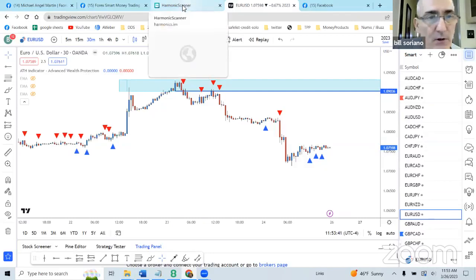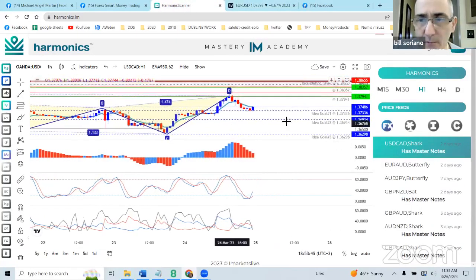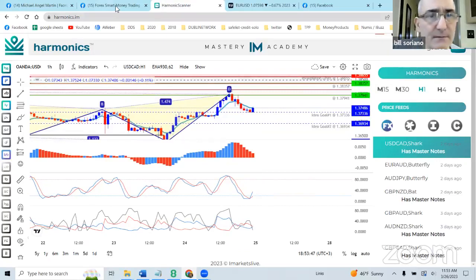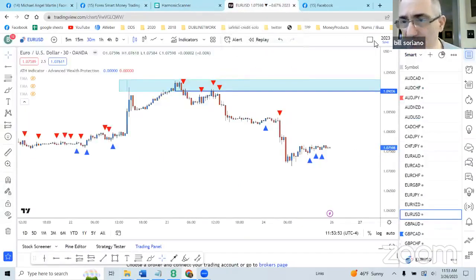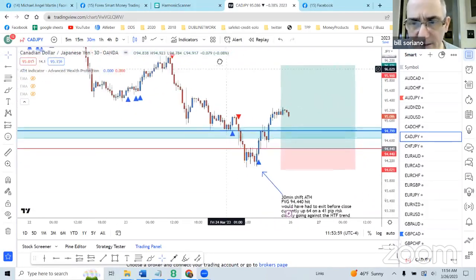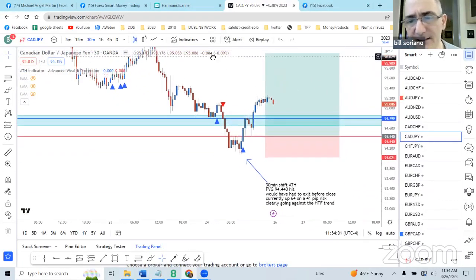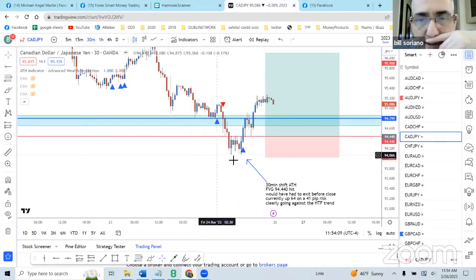So what we do is we go to a harmonic scanner, right? And so what we do in the harmonic scanner is, by the way, let's do this. Let's pull up CAD. Let's see if we could find something here. Okay, so here's an example that I still have marked up here from Friday. So this will be better to show you this.